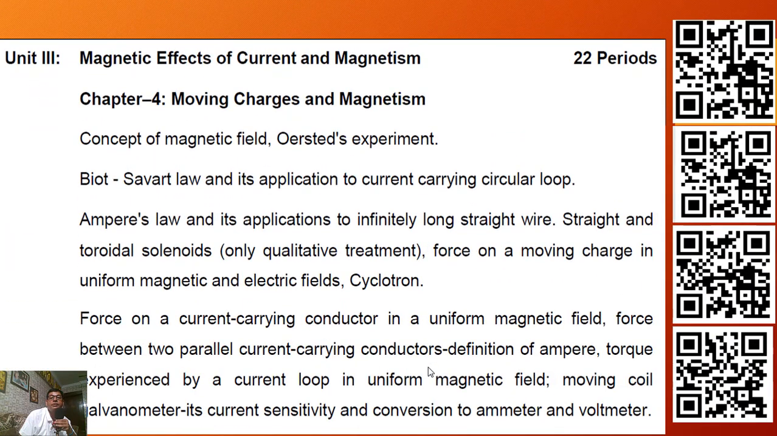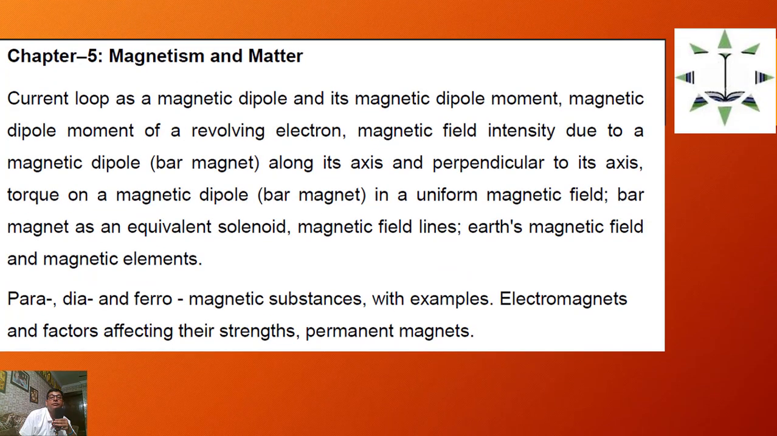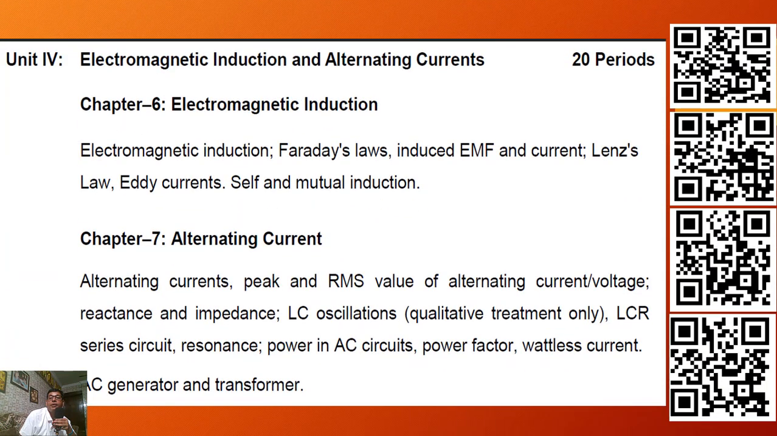Now moving charges and magnetism. There are 4 lectures on this. Cyclotron is also explained here; it produces high speed, energetic particles. Then magnetism and matter. Electromagnetic induction, Lenz's law, transformer, alternating current. There are 4 lectures on this.